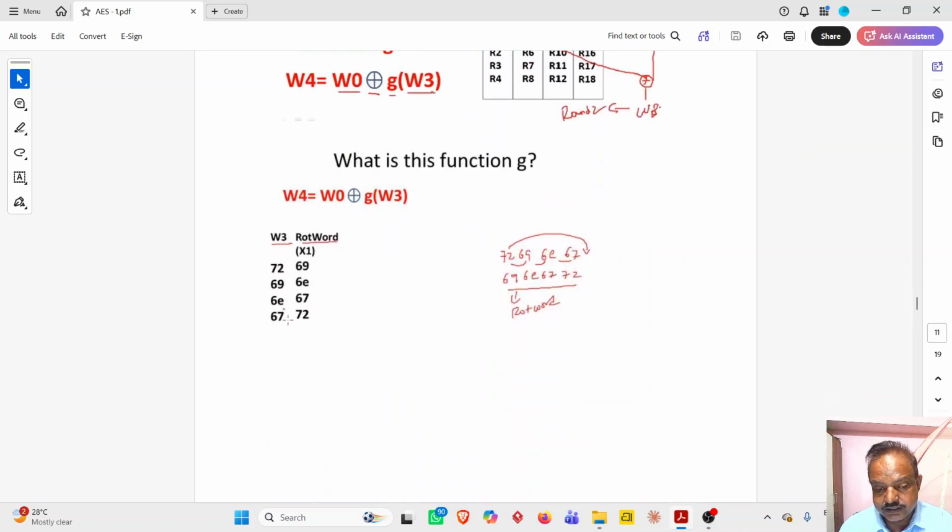See, two things are there. In the function G, what we do, this 72 comes down and the remaining are shifted up. It's just like a function like this. This will come here and the remaining will go up. It means first comes 69, then 6E, then 67 and 72 comes down. Is it clear? So this we call the word rotation, ROT, the rotation of this word is done there. Okay. So this is part of that G function.